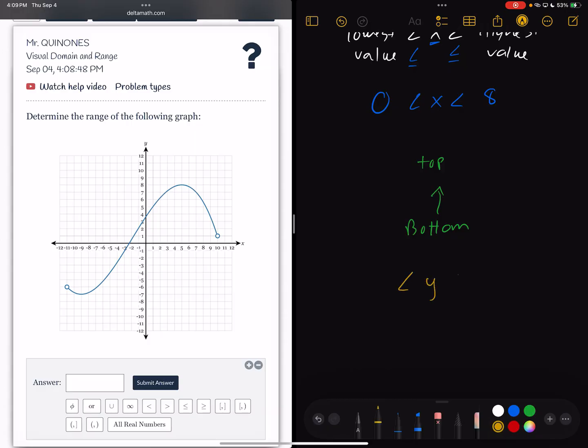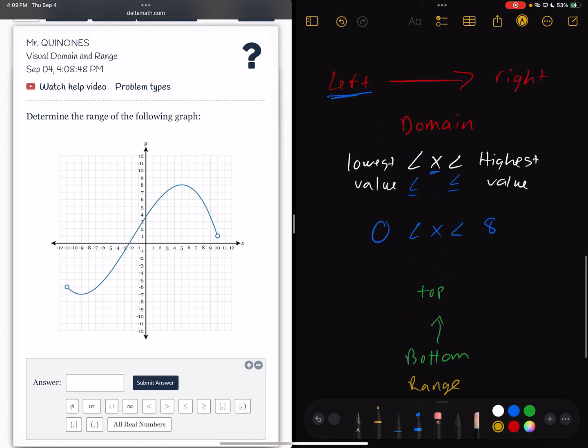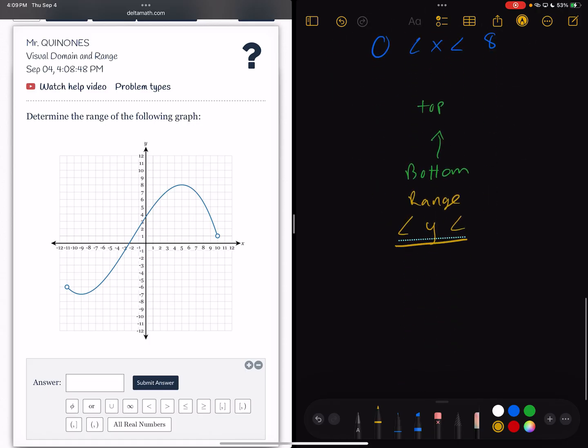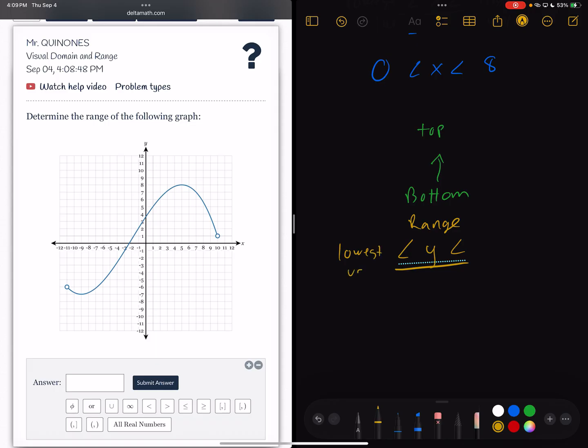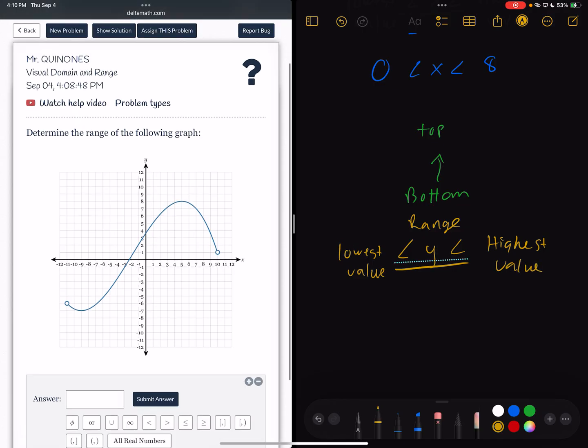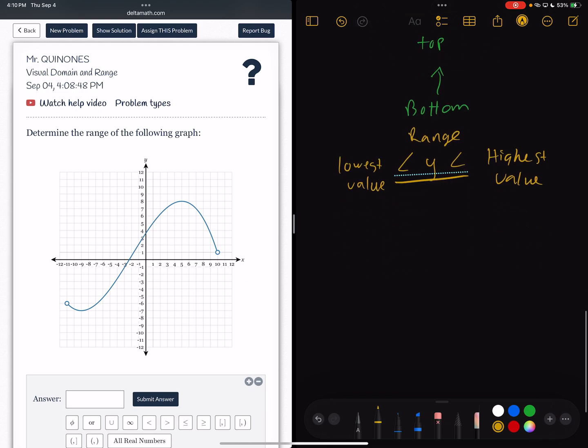Less than y, less than for the range. This is my skeleton. I should write that every single time. So on scratch paper, if I get domain, I write my skeleton like this. If I get a range, my skeleton, I should write it like this. And then now I'm going to look for the lowest value, meaning the absolute farthest down value for the range, all the way to the highest value in the range. So let me write my skeleton, less than y, less than.